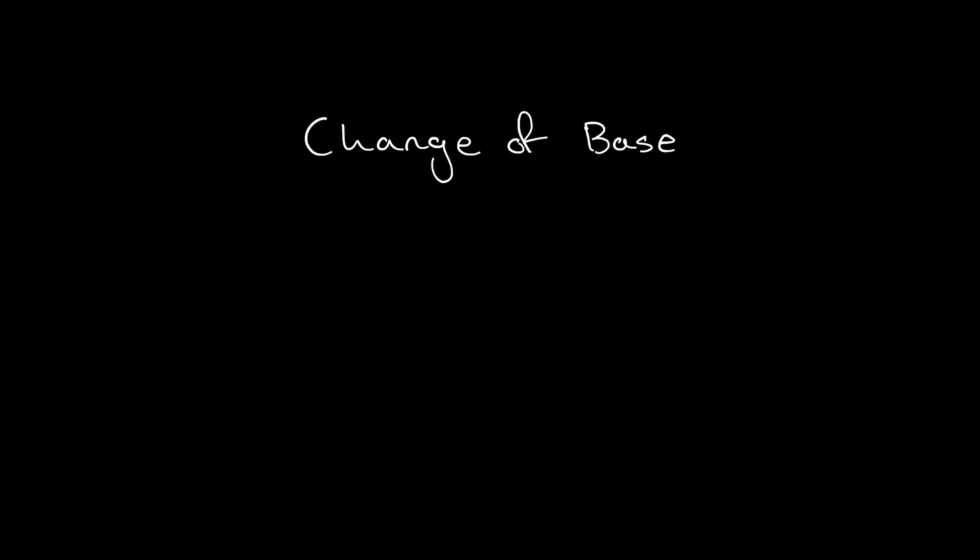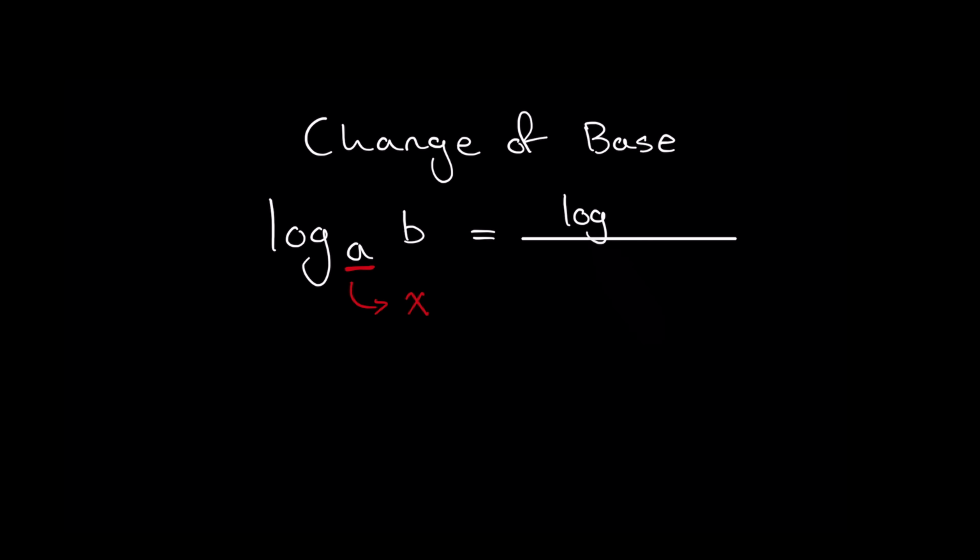Just as the name suggests, if you're given a logarithm with a base of a and an argument of b, and you'd like to change the base of this logarithm into another value, let's call that x, well then there's a really nice and systematic way of doing this. The first step is to create a quotient, where in the numerator you have a logarithm with a base of x, so you're implementing that new base that you want, and the argument of this logarithm is going to be the same as the argument in your original logarithm. So that's going to be b.